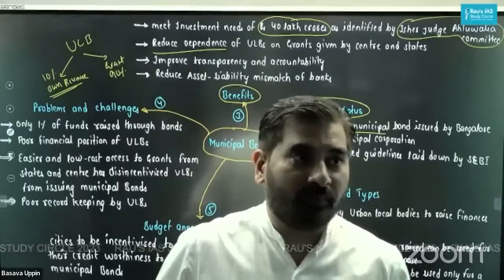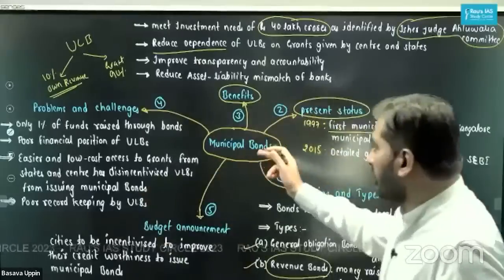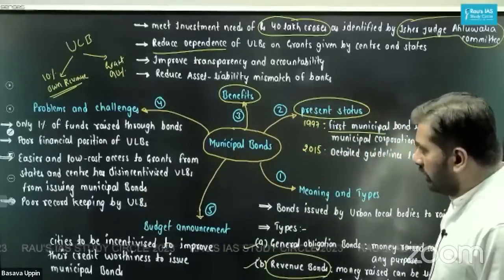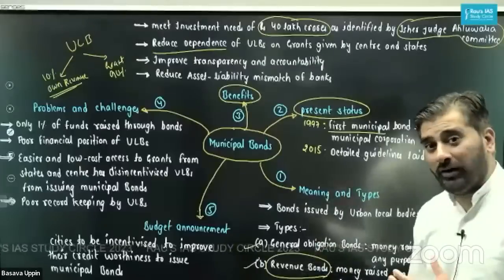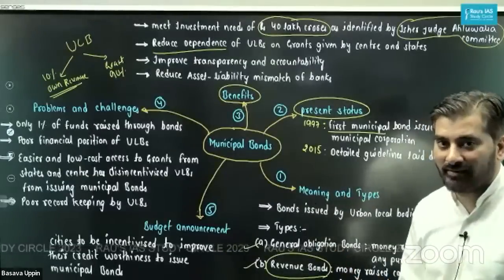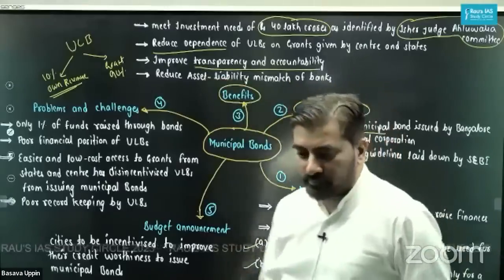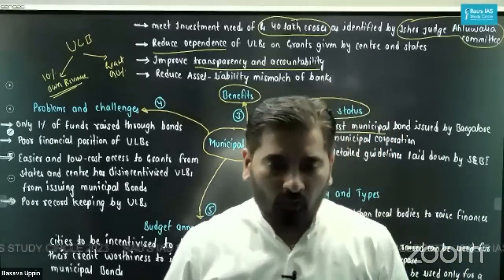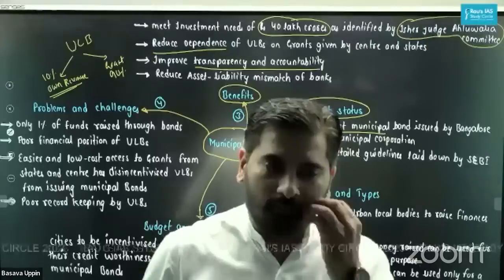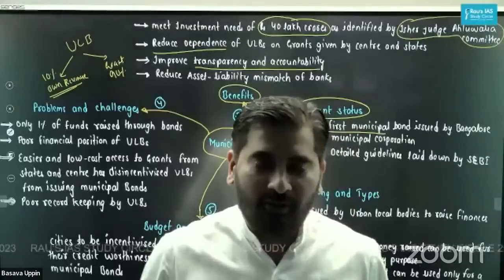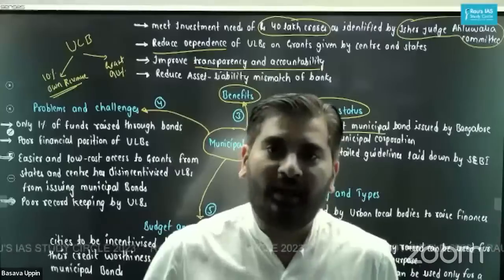So in future, if we allow the urban local bodies to issue municipal bonds, automatically their own internal revenue generation will increase. That's the second benefit. The third benefit is, if an urban local body wants to issue a municipal bond, this urban local body should be transparent. It should be accountable.